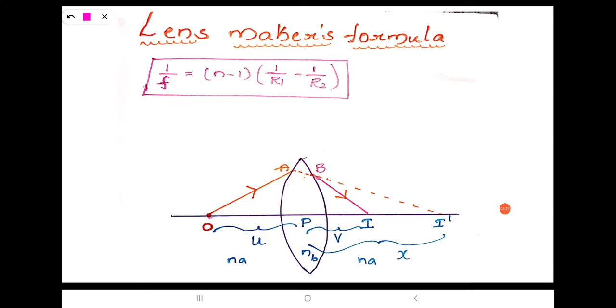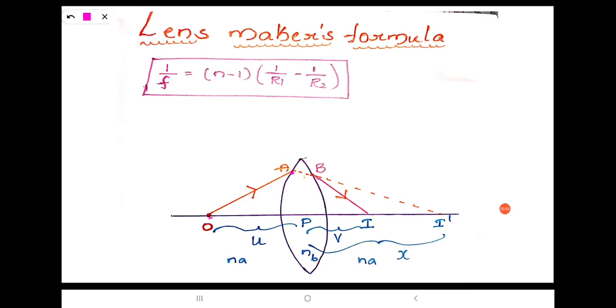Now, a point object is placed on the principal axis at a point. Here this is the point object O. The ray is incident from this point object O and it strikes the first refracting surface of the lens. This point is A.